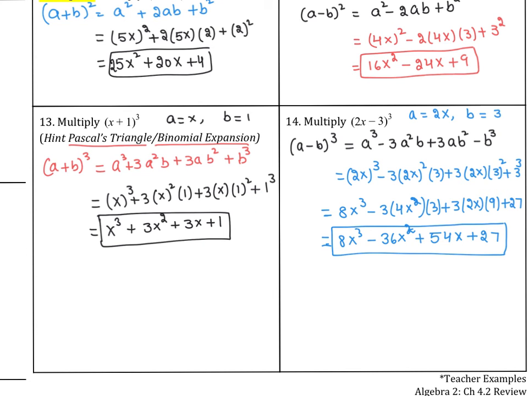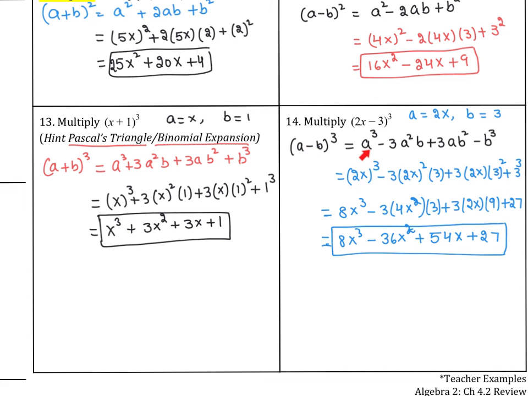For number 14, you have (2x minus 3) cubed. So the formula that I'm going to use is (a minus b) cubed equals a cubed minus 3a square b plus 3ab square minus b cubed. Now in this case, if you compare with this formula, a is 2x and b is 3. Remember the negative sign is already there. So for b, when you list b as a number, you don't have to put the sign because it's already negative.